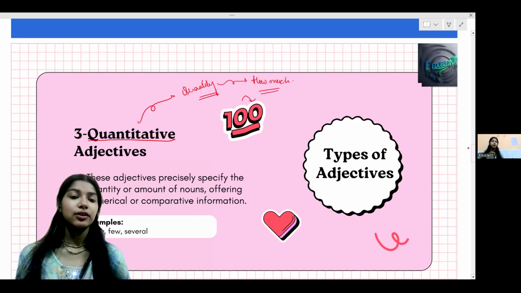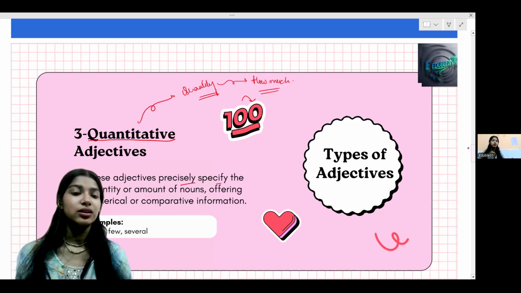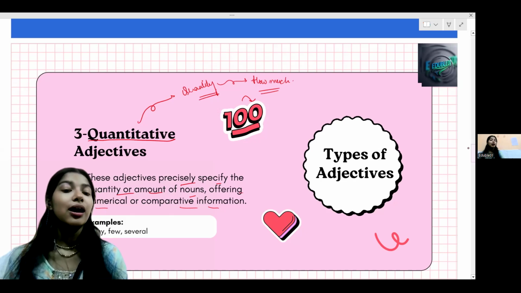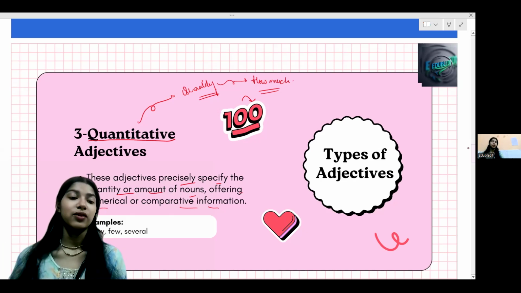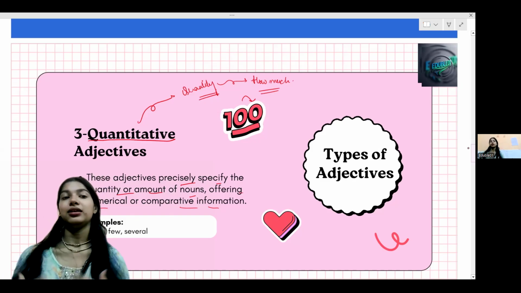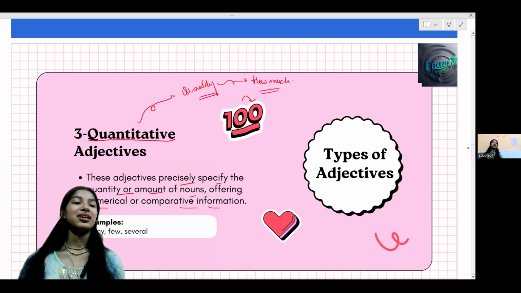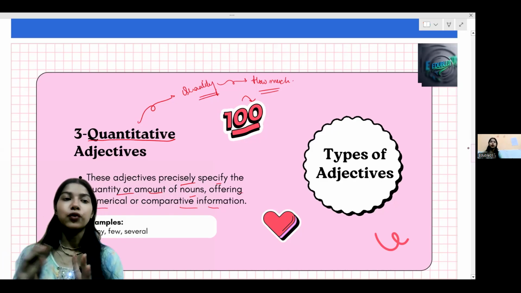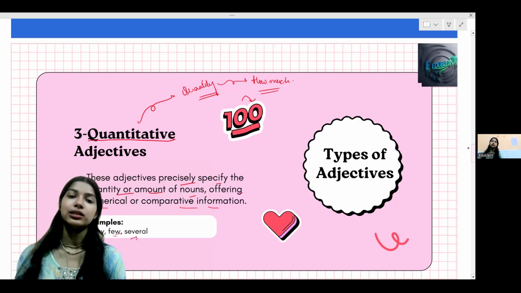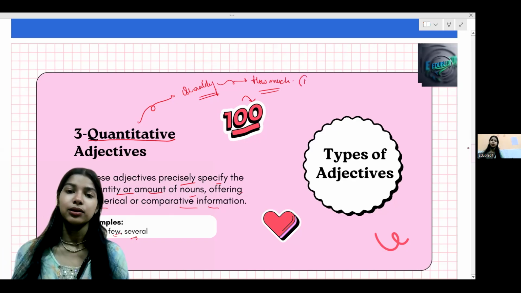So the adjective precisely specifies the quantity or amount of a noun, offering numerical or comparative information. Quantitative means we are specifying the amount of a noun. We are specifying the quantity of a noun. You know, it can be any numerical value or it can be in a comparison form, like many, few, several. Let's take one example.